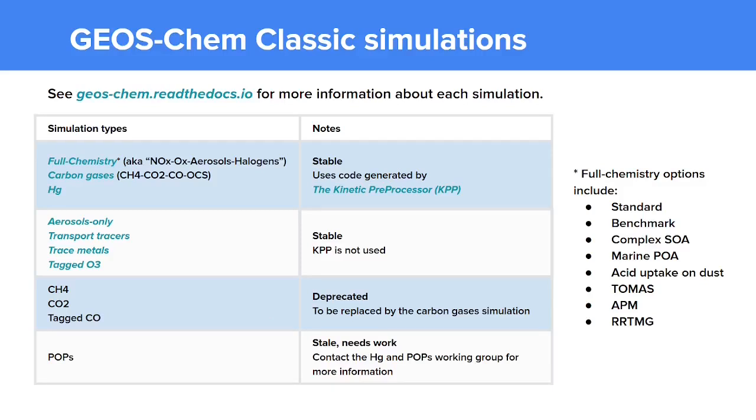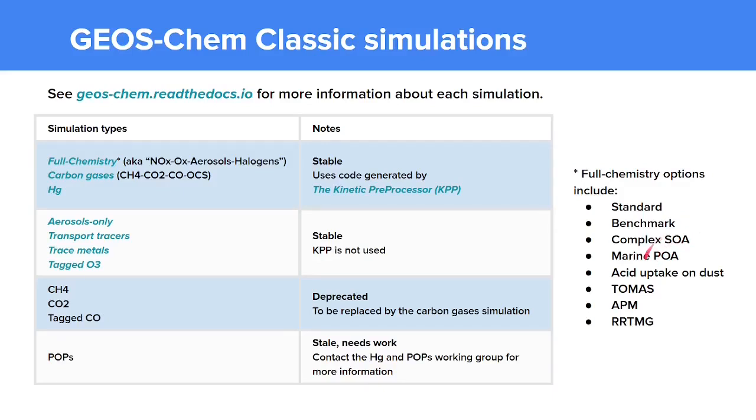GEOS-Chem Classic supports several different simulations, which are categorized as follows. First, there are simulations where the chemical mechanism has been built with KPP, the kinetic preprocessor. These simulations are the full chemistry simulation, the carbon gases simulation, and the mercury simulation, as you see here. The full chemistry simulation, or what we call full chem, sometimes has several different options that you can pick from. Most users will use the standard option. The GEOS-Chem support team uses the benchmark option to run simulations that we use to evaluate GEOS-Chem's performance.